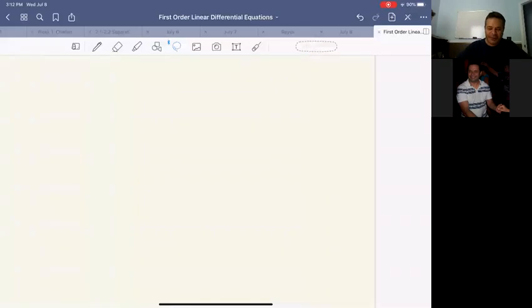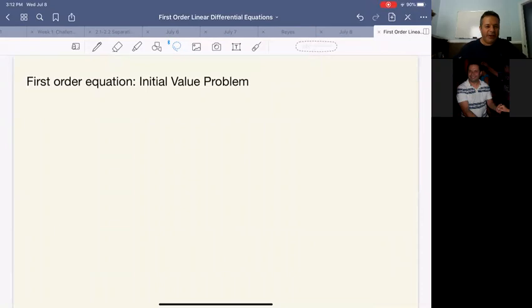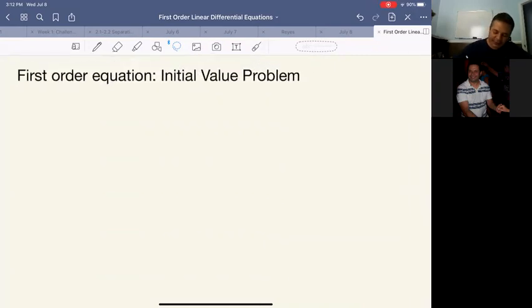All right, welcome back. We're going to do a first order linear differential equation, actually an initial value problem. Our equation is cosine x dy/dx plus y times sine of x equals 2x cosine squared of x.